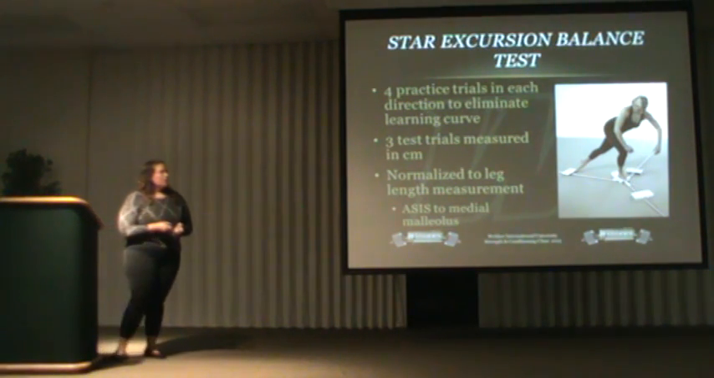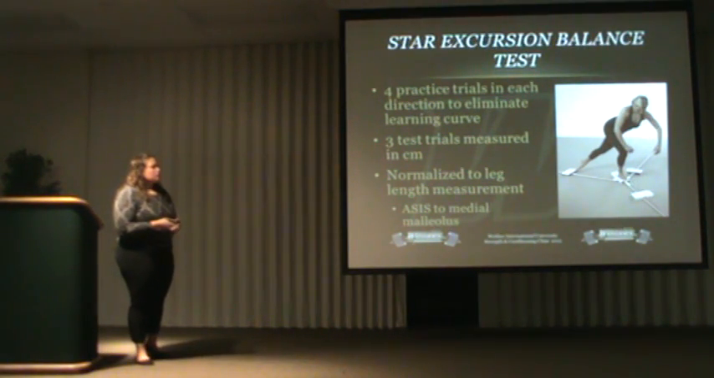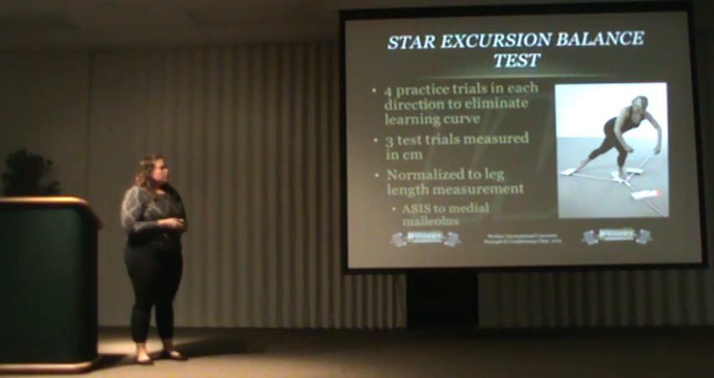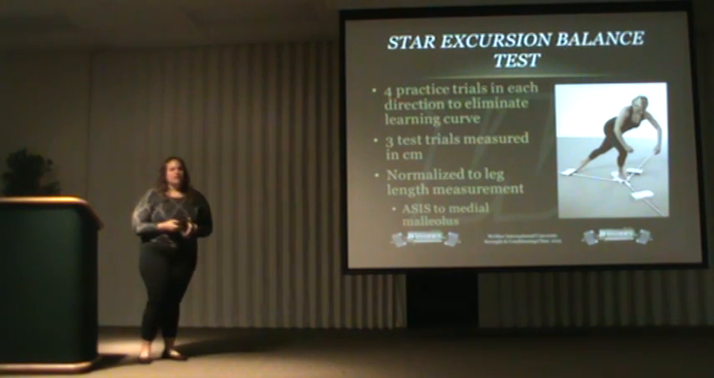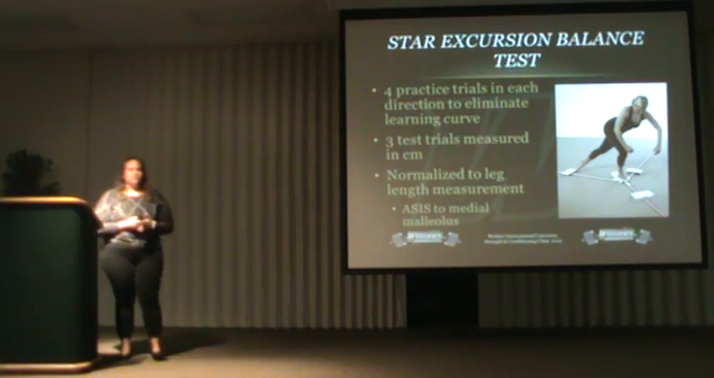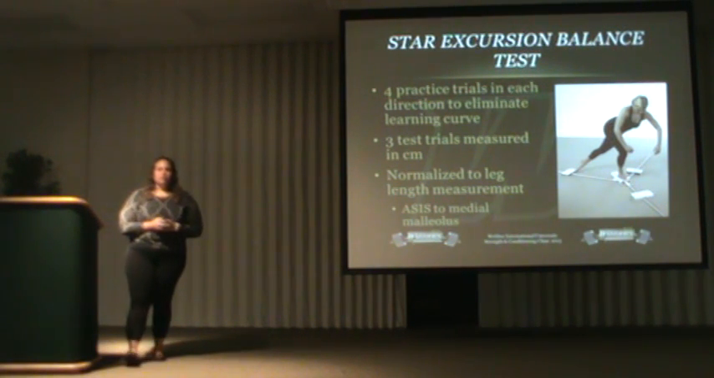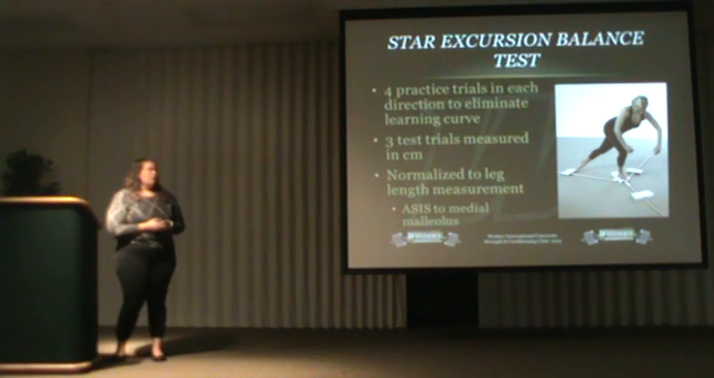So this is a picture of a woman doing the Star Excursion. You can see that her test limb is on this middle plate right here. And if she was pushing forward this plate, this would be the anterior direction. When you're having them do the anterior direction, you have to make sure that their heel is staying firmly planted. If they start lifting their heel up, they can get some extra range of motion that'll give them a higher score than they really should have.